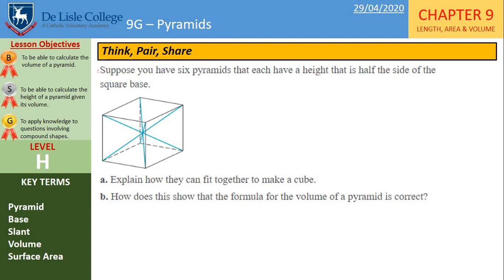Okay, challenge question here to have a think about. We've got 6 pyramids that each have a height that is half the side of the square base. The diagram makes that clearer for you. So the first thing to think about is explain how they can fit together to make a cube. Pause the video while you have a think about that answer.